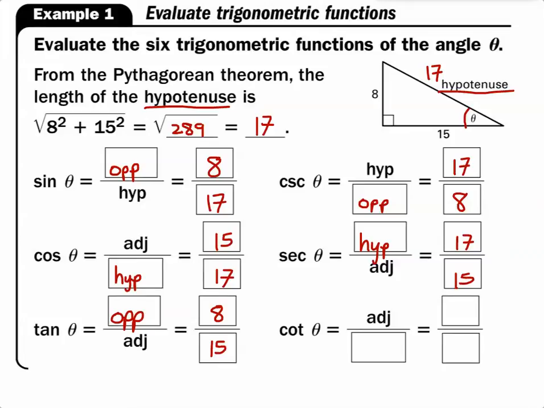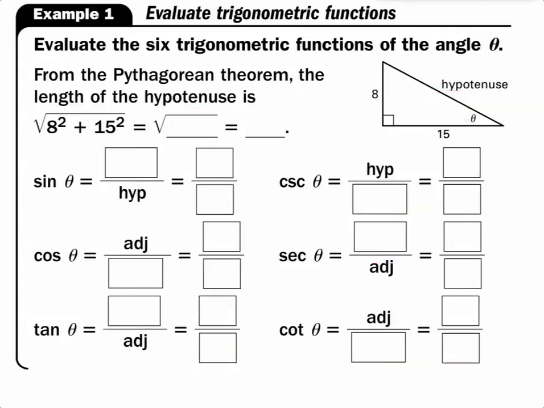And then cotangent, the cow, is adjacent over opposite. So 15 over 8. Boom, that's it for example 1. So let's move on to the bottom of the page here.